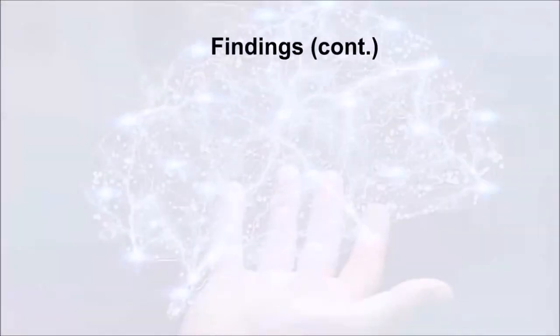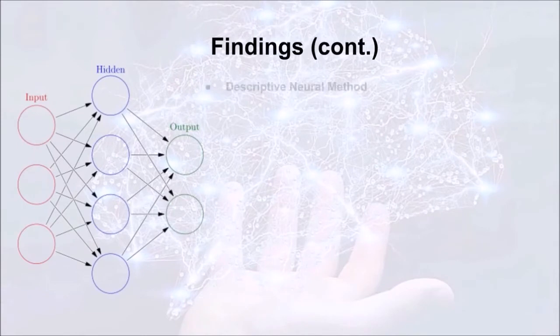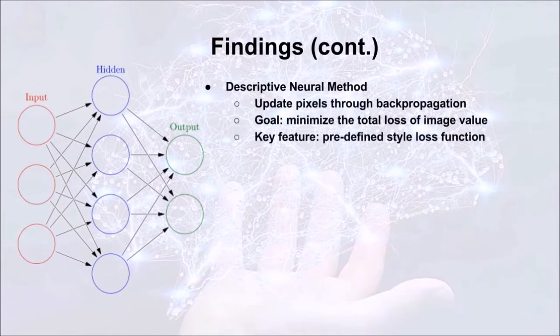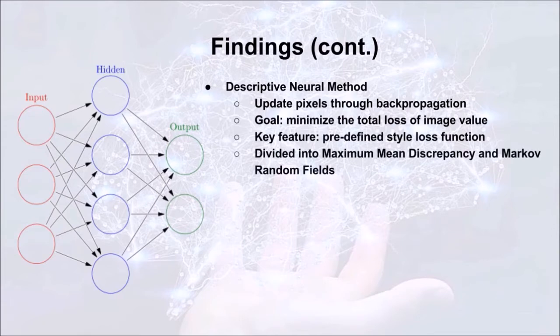The idea of descriptive neural method is to start from random noise and update pixels in the stylized image through backpropagation. Image iteration aims to minimize the total loss such that the stylized image simultaneously matches the content representation of the content image and the style representation of the style image. One of the keys is the predefined style loss function, which is optimized to match the feature statistics of the style image. One limitation of the descriptive neural method is the efficiency issue.